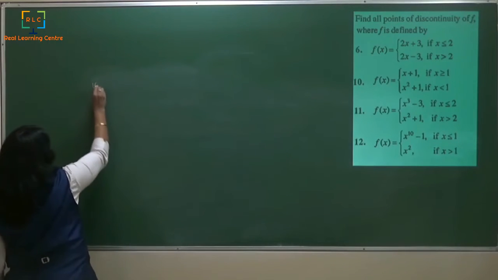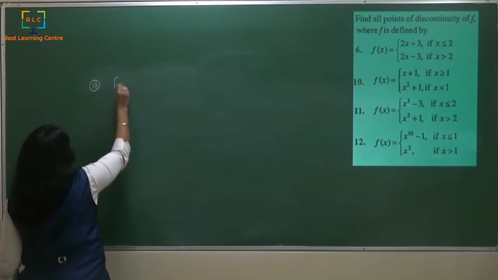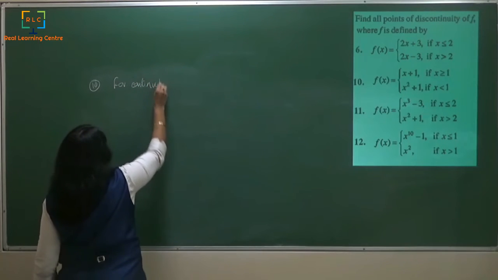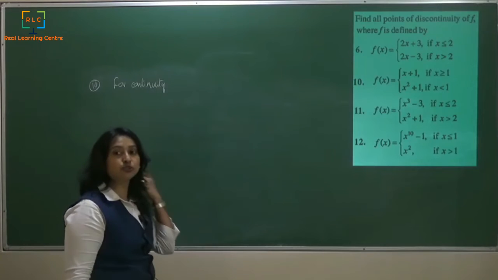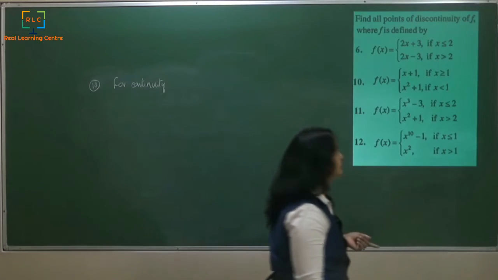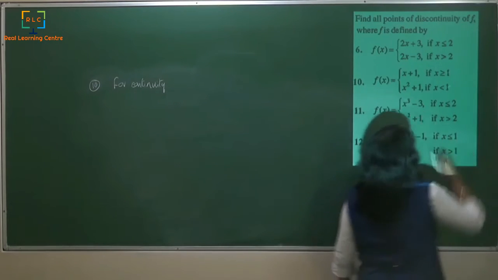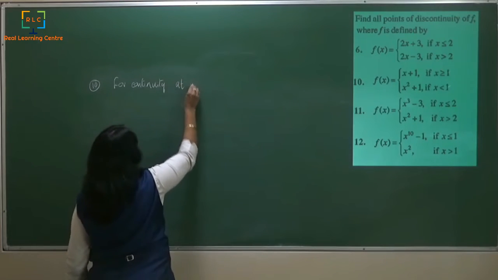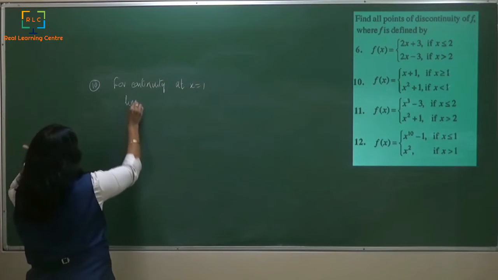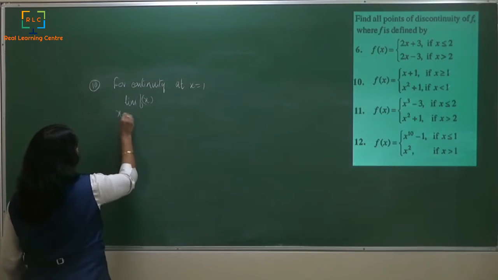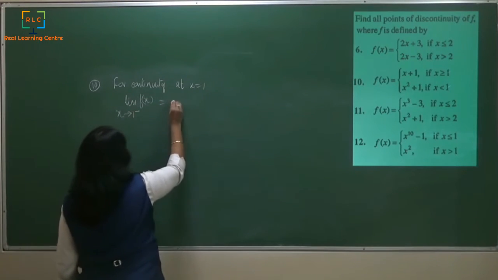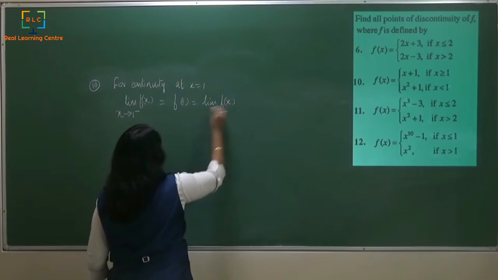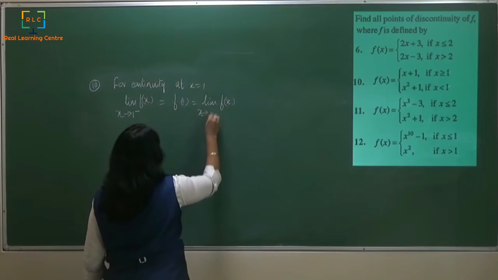We have question number 10. Again we say for continuity, we'll discuss the continuity at what point. We always choose the point, the number, whatever they have discussed about. Here they are discussing about 1. So I'll take x equal to 1. For continuity at x equal to 1, we write limit of f of x as x tends to 1 minus is equal to f of 1 is equal to limit of f of x as x tends to 1 plus.